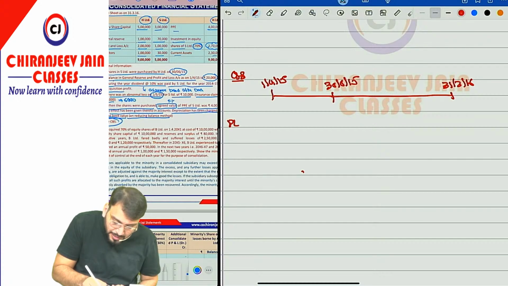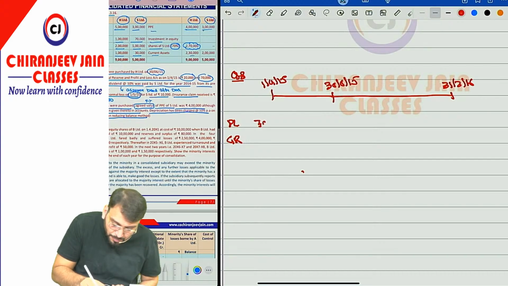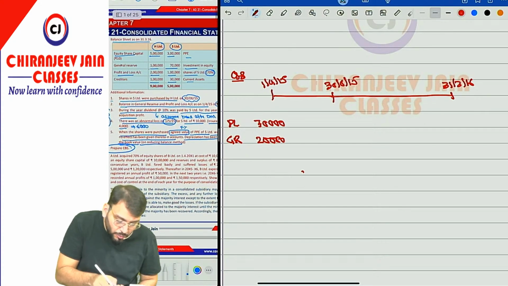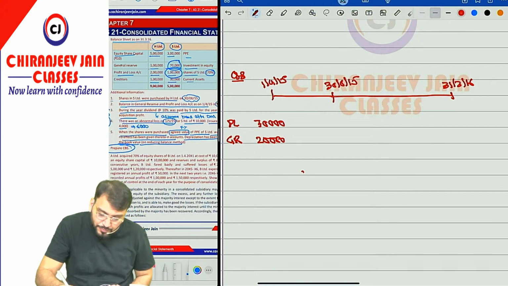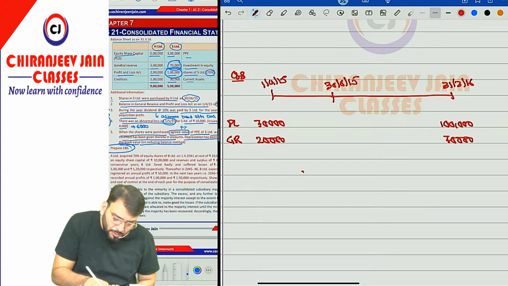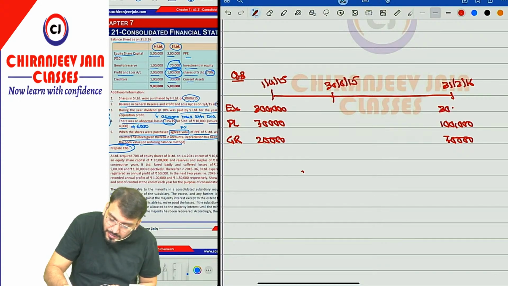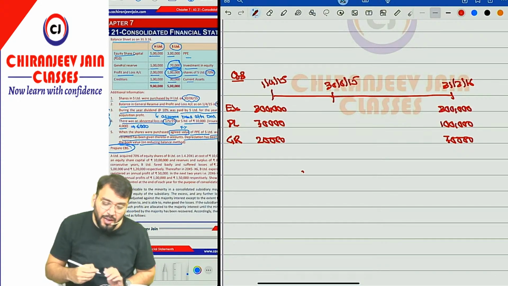They have given PL and general reserve. Opening balance: general reserve 70,000, PL 20,000. Closing balance we can take from the balance sheet: 1 lakh and 70,000 is given, where 1 lakh is PL and 70,000 is general reserve. I am writing all the information for your understanding. Equity share capital you can also take from the balance sheet, that is 3 lakh and 3 lakh. All this information is required.